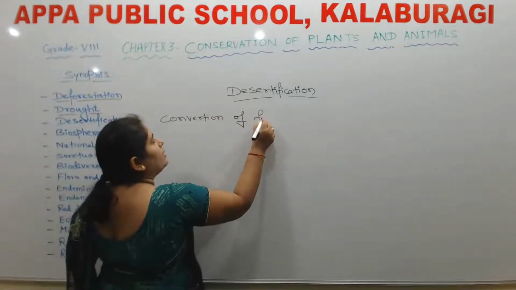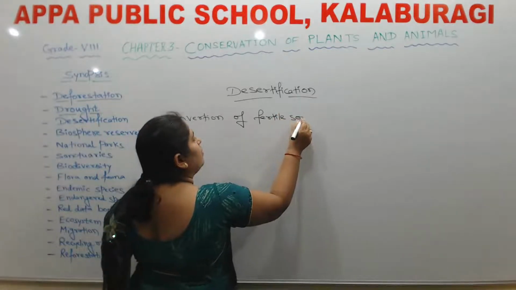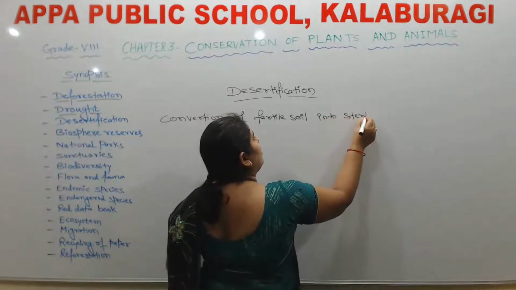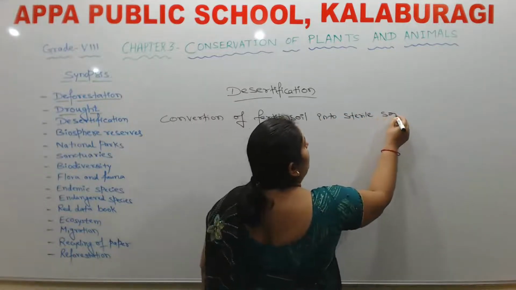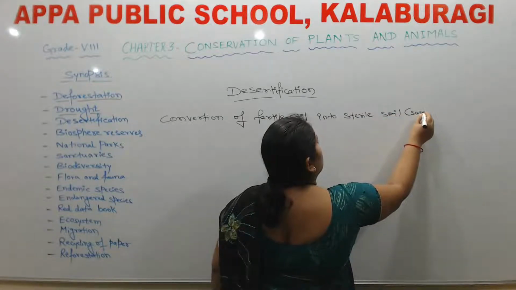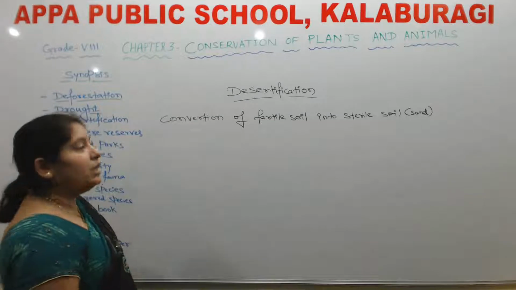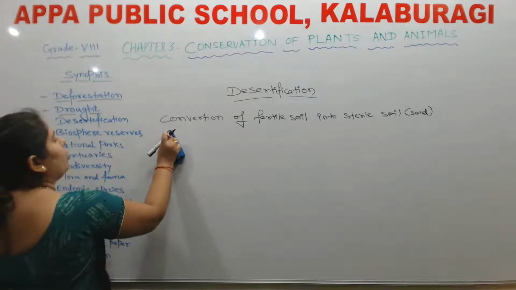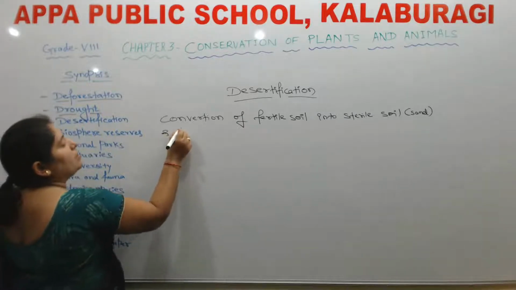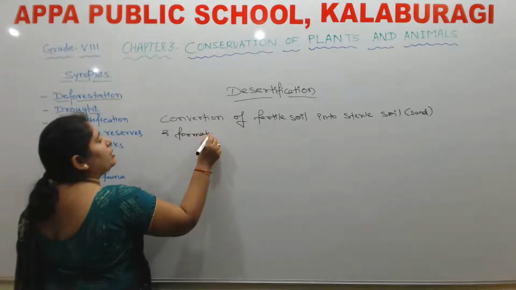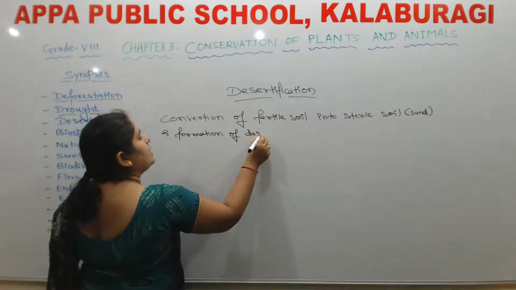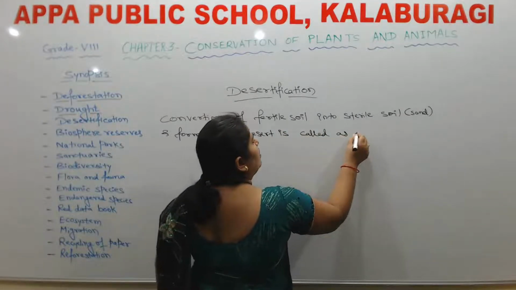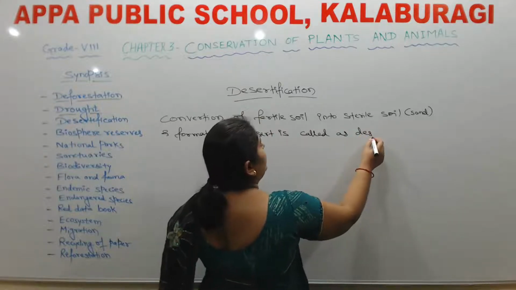Conversion of fertile soil into sterile soil, that is nothing but sand, right, is called sterile soil. We can also call it the formation of deserts, and the formation of desert is called desertification, right?